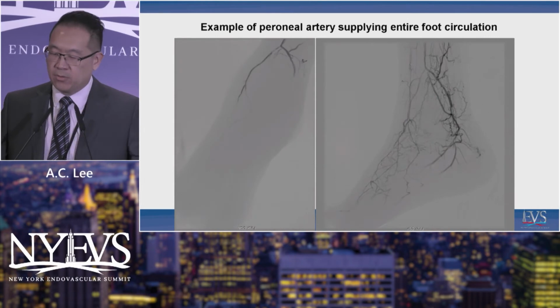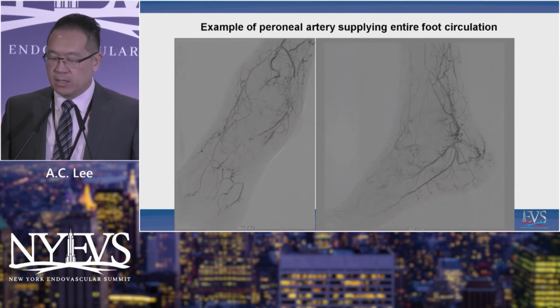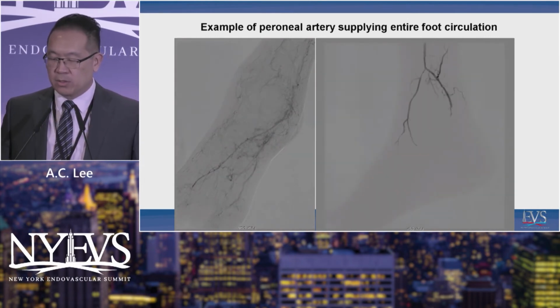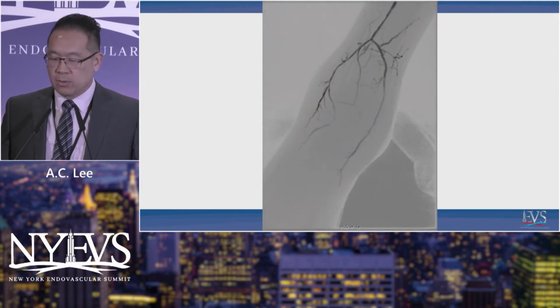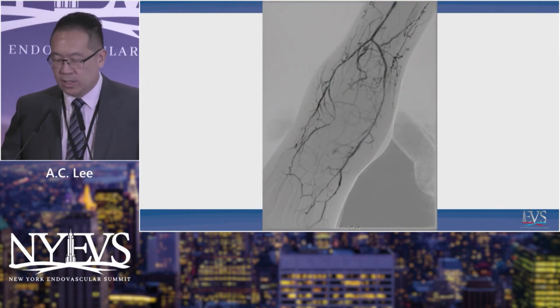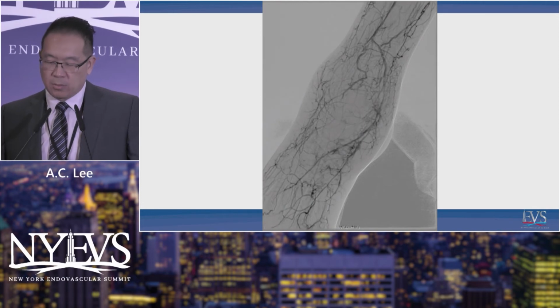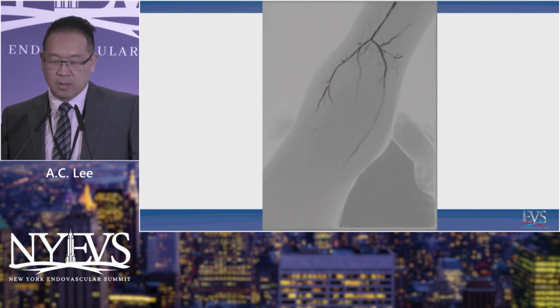So here's an example of the peroneal artery coming down and supplying the anterior tibial and posterior tibial circulation of the foot. You can see we put the wire through and ballooned both occlusions. And afterwards, you see that you get back the plantar vessels. The distal dorsalis pedis is very small, probably in some spasm here, but you get the point.